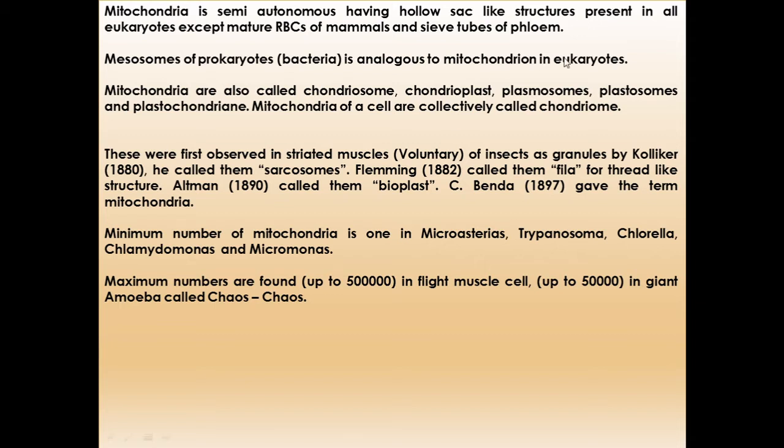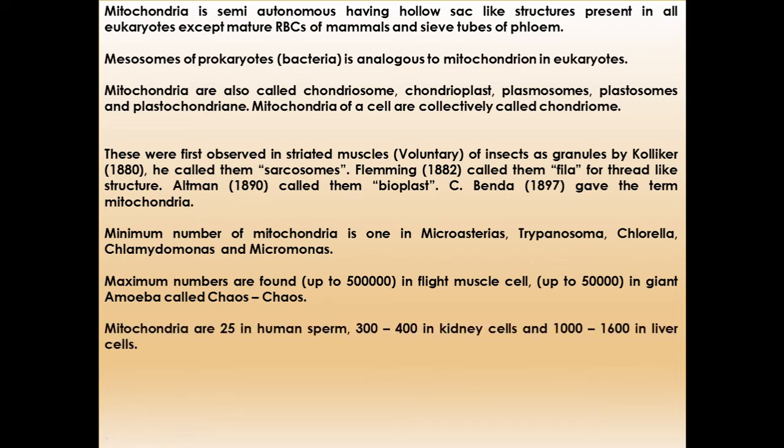So you can think that flapping and rotation of the wings will require high metabolism. As I told you, the number of mitochondria is higher in high metabolism cells. So here they may have up to 5 lakh mitochondria in flight muscle cells. In the giant amoeba called Chaos, there are up to 50,000 mitochondria. You remember this flight muscle cell; this is much more important.